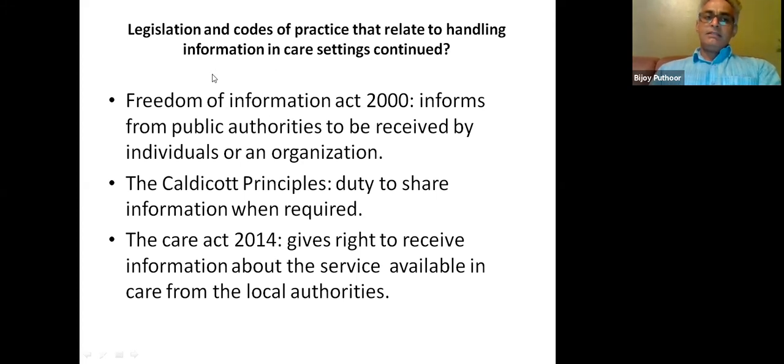We are continuing with the legislation and codes of practice that relate to handling of information in care settings. The Freedom of Information Act gives people the freedom to get information about organizations and authorities that use public funds. They have the right to know what it was used for and how it was used. That essentially gives people information on how effective the organizations have been in using the funding that they have received in the best way possible.